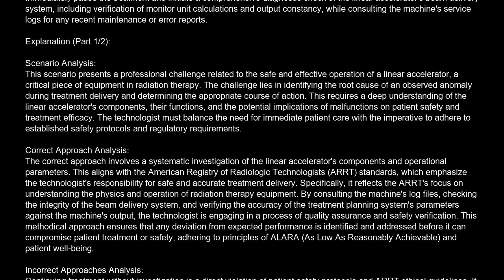By consulting the machine's log files, checking the integrity of the beam delivery system, and verifying the accuracy of the treatment planning system's parameters against the machine's output, the technologist is engaging in a process of quality assurance and safety verification. This methodical approach ensures that any deviation from expected performance is identified and addressed before it can compromise patient treatment or safety, adhering to principles of ALARA, as low as reasonably achievable, and patient well-being.